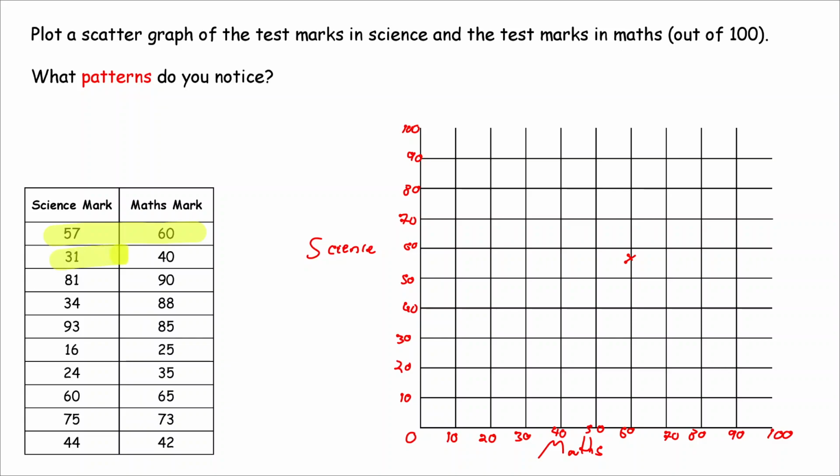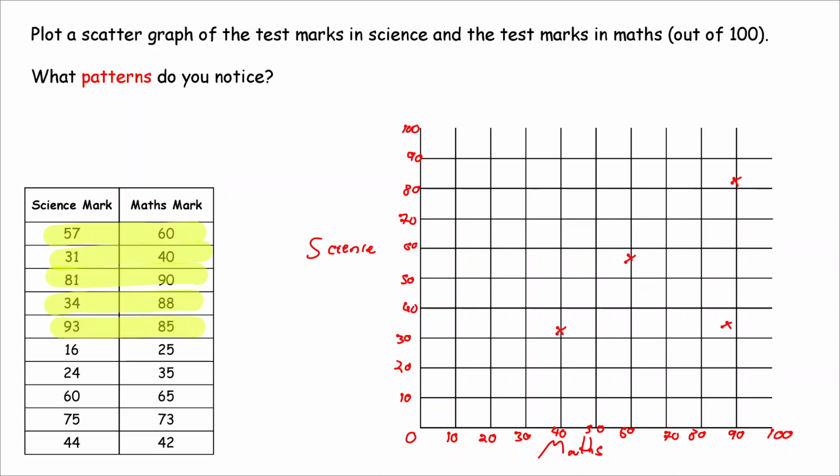We've then got 31 and we've got 40, so let's go do that. 31 science and 40 maths is going to be going about there. 81, 90, you've got science 81, maths 90, is going to be going over here. Good, and then you've got 34 and an 88, so where's that going to go? 34 and 88 is going to be about there-ish. Okay, I'll try and do it as accurately as I can.